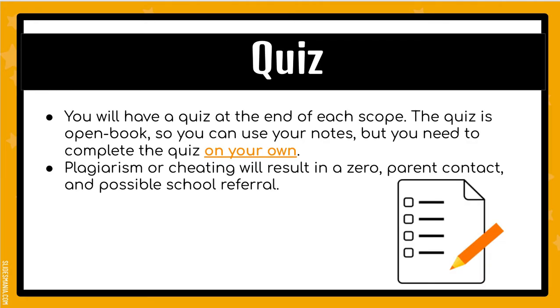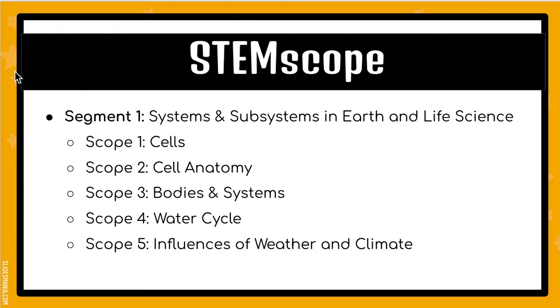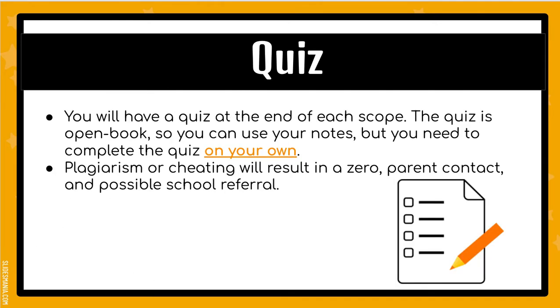You have a quiz at the end of each scope. So as we saw earlier, we have 5 scopes under segment 1. So at the end of each of the scope, you will have a quiz. The quiz is open book, so you can use the notes, but it's not open people, so you cannot have other people to do the quiz for you. You should be doing the quiz by yourself. Any plagiarism or cheating can result in a 0, parents contact, and possible school referral.